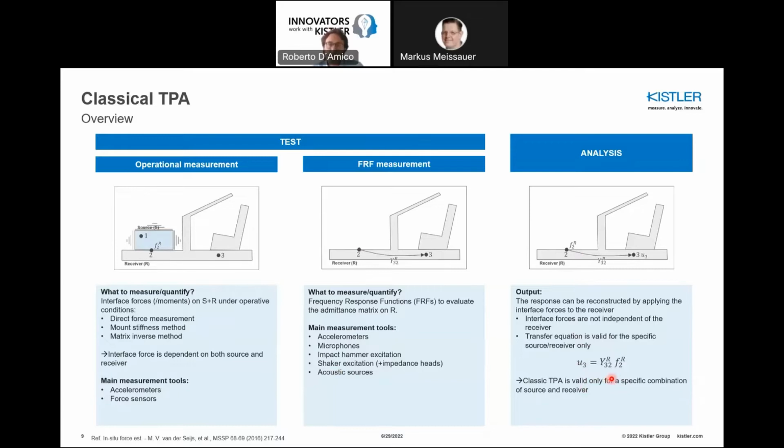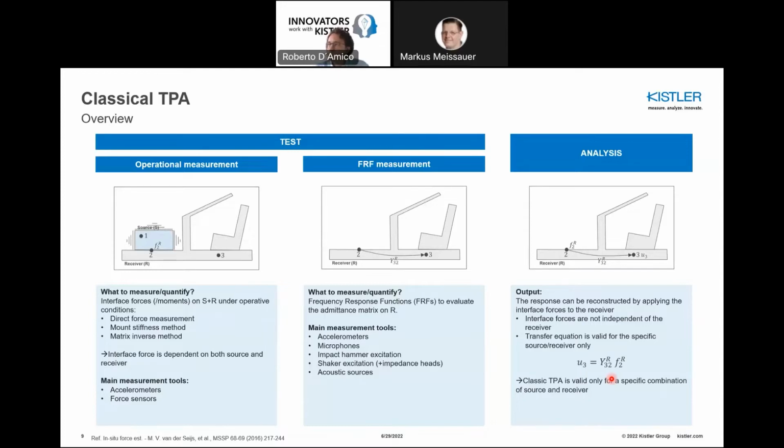And now this is an important statement because it means that if you're changing the source, you're going to have to do the measurements again. If you're going to change the receiver, you have to do the measurements again. And this created sort of limitation, of course, because if you wanted to use this approach for predictive analysis with multiple sources, for example, you were a little bit bounded.